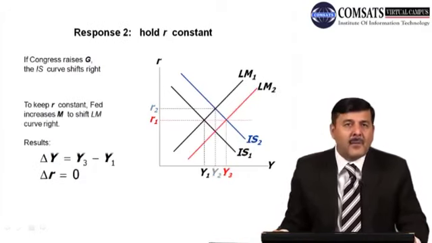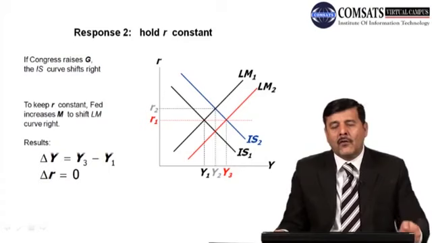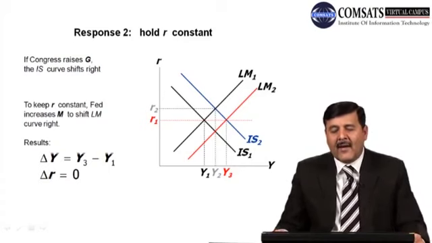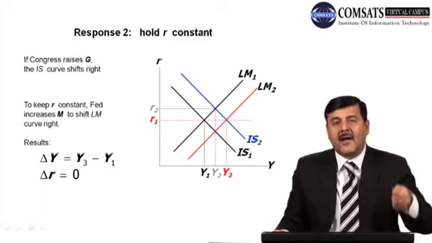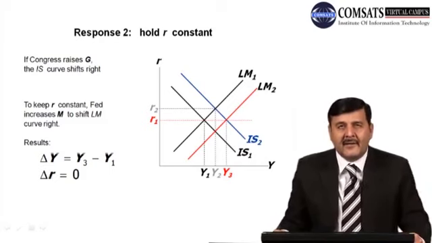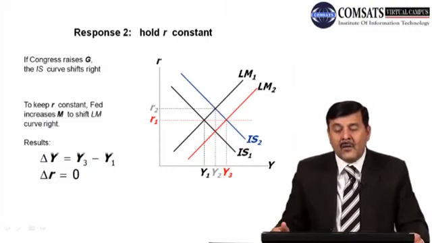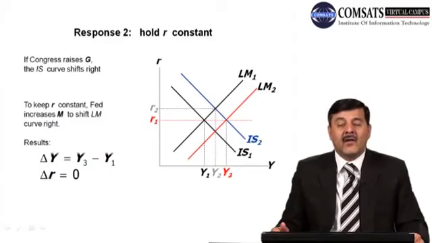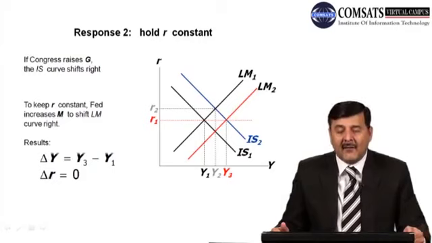Second response: what could the Federal Bank, the central bank, do if they hold R constant? Let us start from the same initial equilibrium. What is our initial equilibrium? IS1 and LM1, and we have the equilibrium R1 and Y1. Now suppose Congress or the government of an economy increases its expenditure. What will happen to the IS curve? The IS curve will shift rightward from IS1 to IS2. Now this intersects the original LM curve, LM1, at a point where we have R2 rate of interest and Y2 level of income.